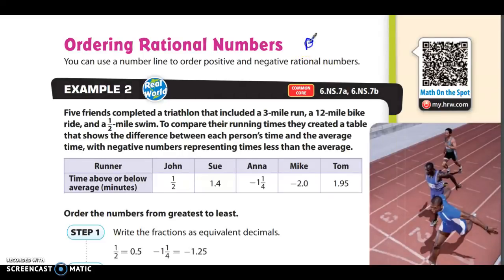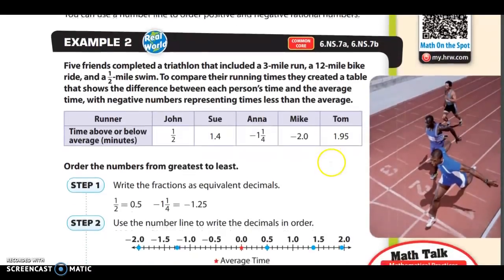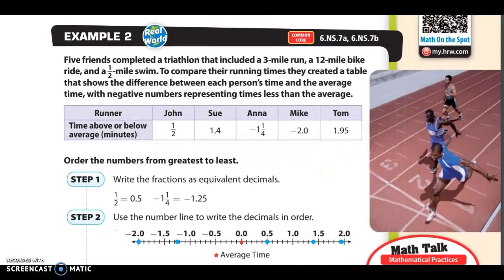We are on page 61, and we're going to be ordering rational numbers. The directions read, you can use the number line to order positive and negative rational numbers. So we're on example 2. Before we were ordering fractions and decimals, and we're still going to do that, and some mixed numbers, but now we're also going to make them positive and negative, which actually doesn't really make it harder, and in a sense it actually makes it easier.